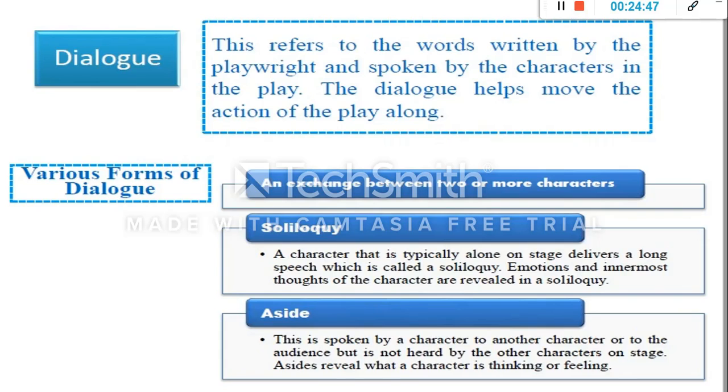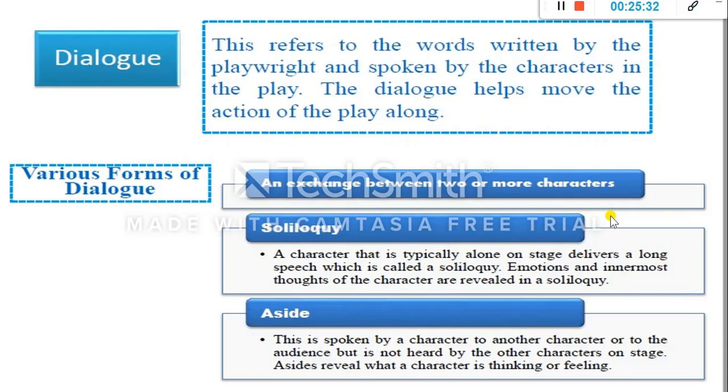Okay. For example, when two characters have a problem and one of them intends to hurt the other, he is going to just face the audience and tell the audience that he is going to forgive his friend, or the other character, in case he or she apologizes for something done in the past. Okay, this is just to explain what a character is thinking or feeling about a specific situation or case.